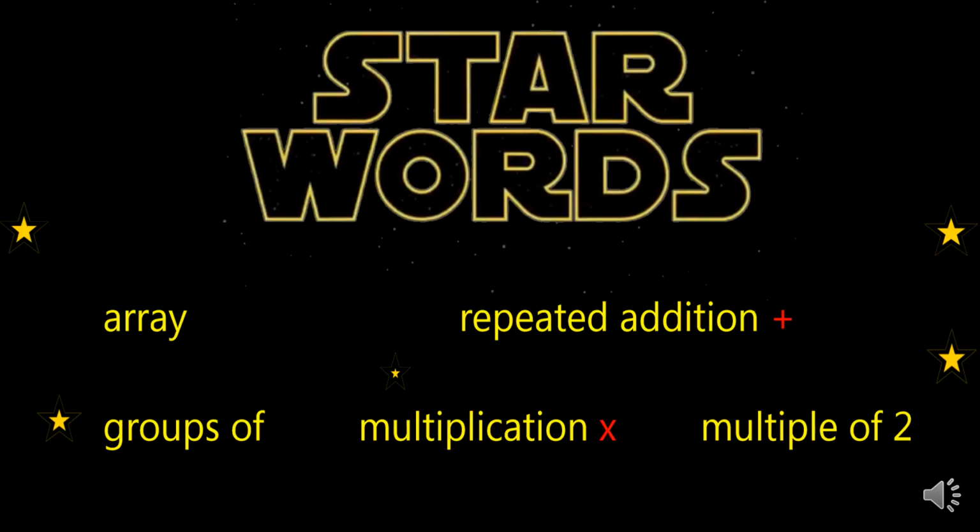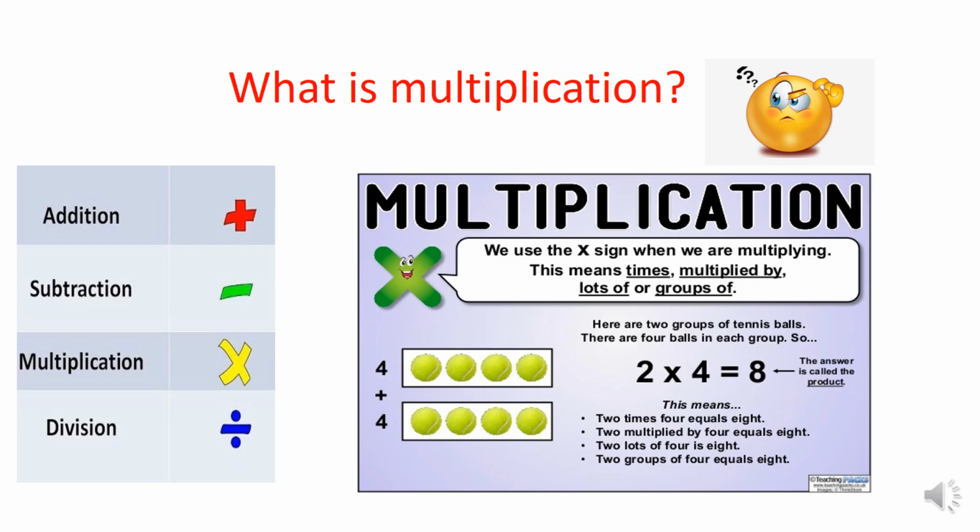Our star words for today are array. Remember, these are pictorial representations that will help us to multiply. We've got the phrase repeated addition, which we were learning about yesterday. We've got the phrase groups of and the word multiplication, because this is the operation we are learning. And we've got the phrase multiple of 2. Remember, these are numbers we say when we're counting in twos. These are part of the 2 times tables.